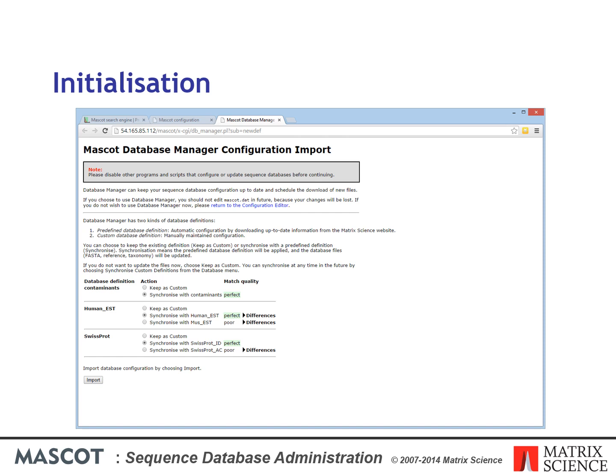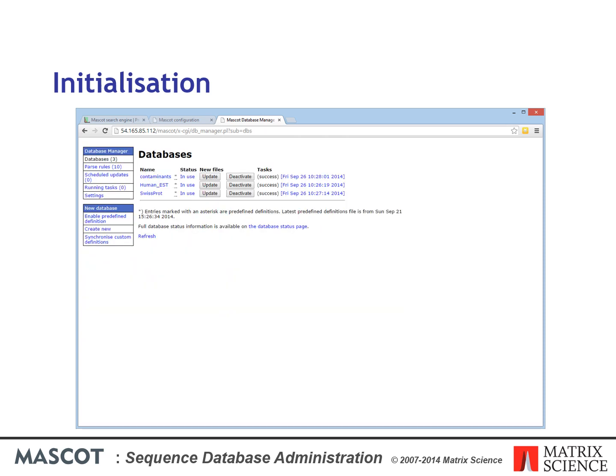If the Mascot server is not allowed to access the internet, choose Keep as Custom, because synchronization of any definition requires the database files to be updated. Having made your selections, choose Import to proceed. The list of databases will be displayed with status information for those that have been synchronized and are being updated.